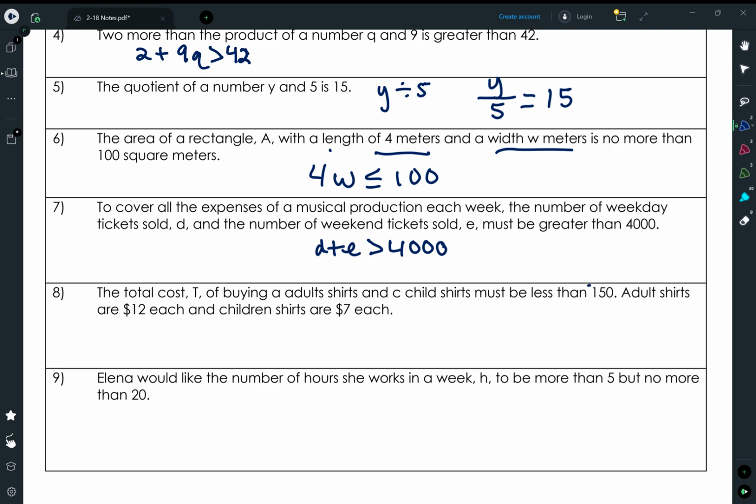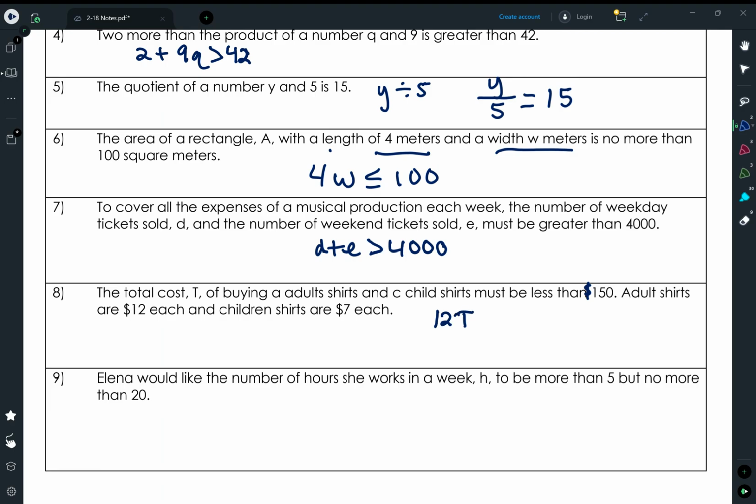And I want to put a dollar sign here. I think that really helps the problem. So we're buying T adult shirts, we're buying C child shirts, but altogether we're going to spend less than $150. So if the adult shirts are $12 each, my total cost for adult shirts will be 12 times T.